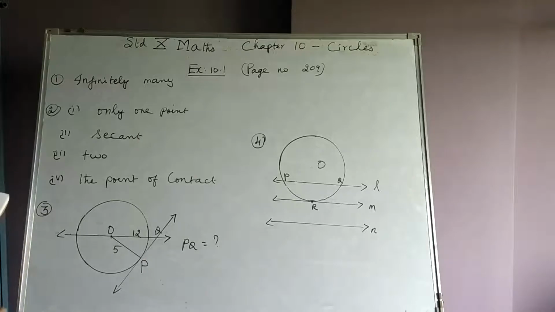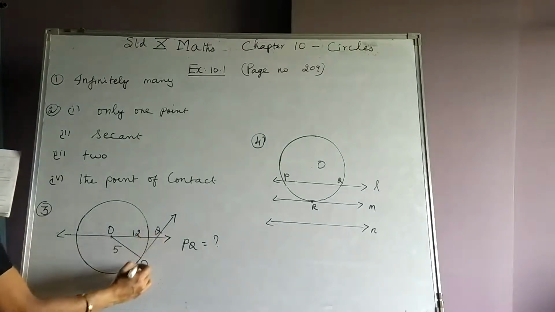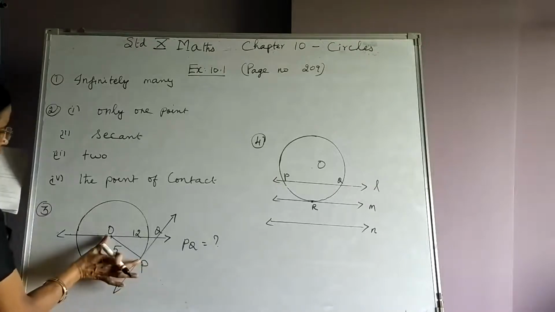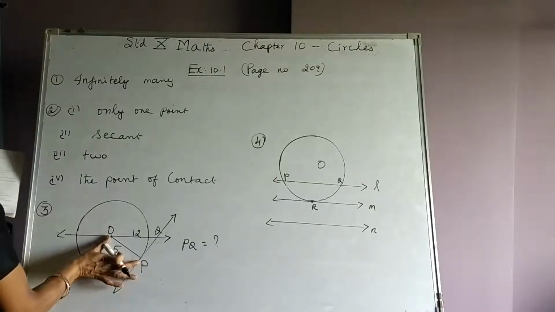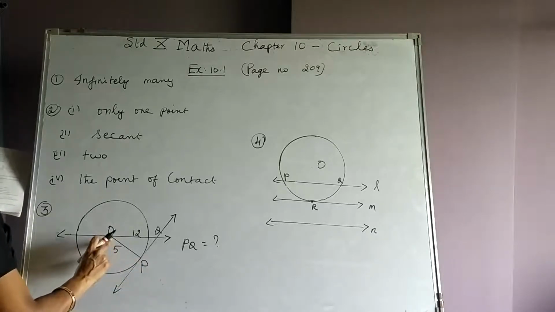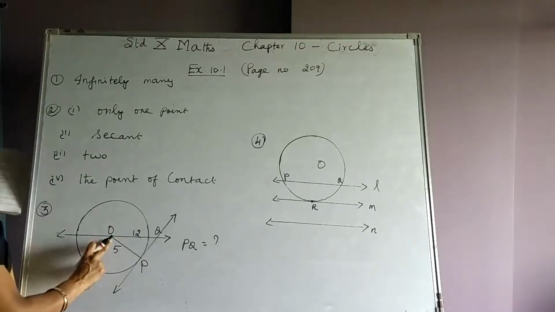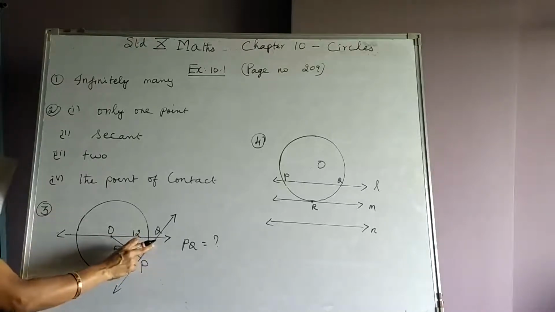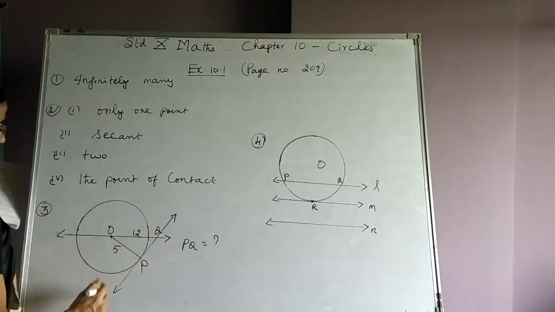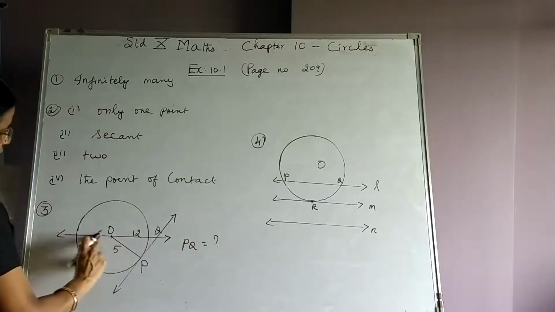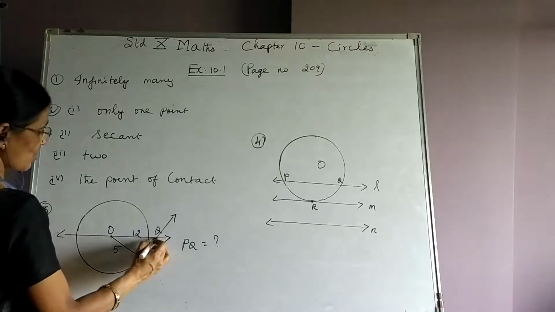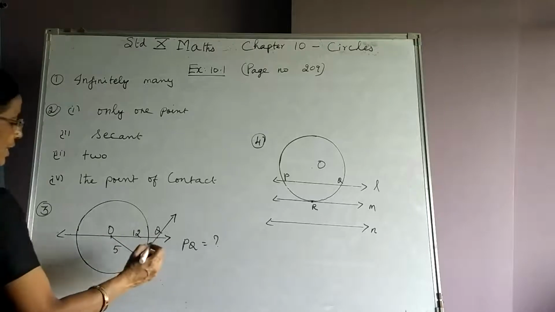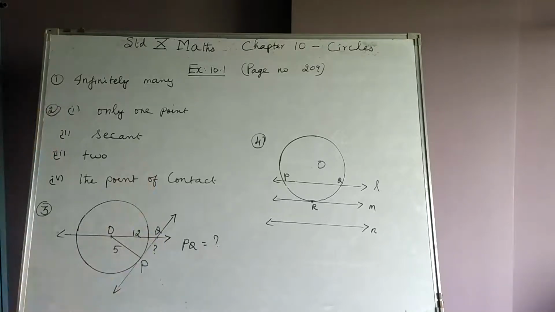The third question is a tangent PQ. PQ is the tangent of the circle at the point P of radius 5 cm. This is given. And a line through O, that is the center of the circle, at a point Q, so that OQ is equal to what? Equal to 12 cm. The tangent and the line through the center meets at which point? At the point Q. OQ is given 12. The question is find out what? Find out PQ. PQ is asked.